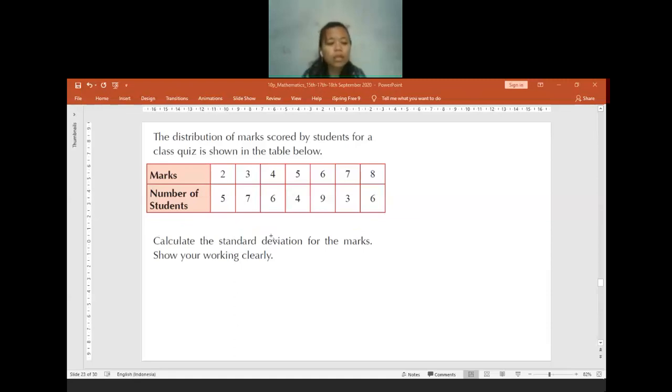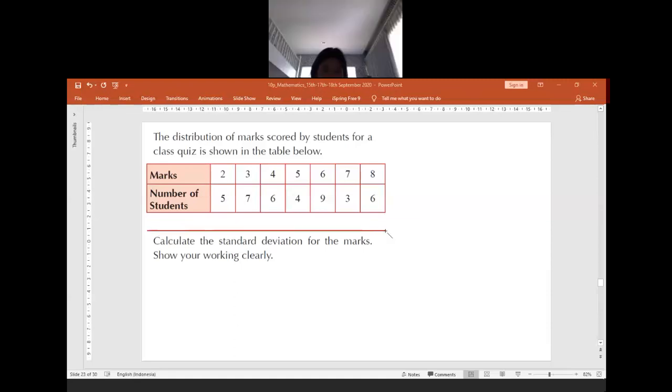Total it first. Yeah, we have to. How do we total them? 5 plus 7, 6 plus 4. Are you sure? You can directly 5 plus 7 plus 6 plus 4 directly. You sure? Is it 5 plus 7 plus 6? We have to find the mean for the marks or the mean for the number of the students.